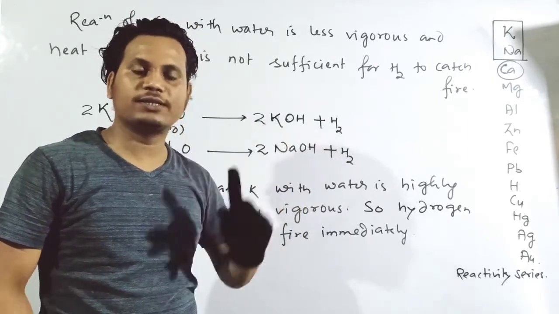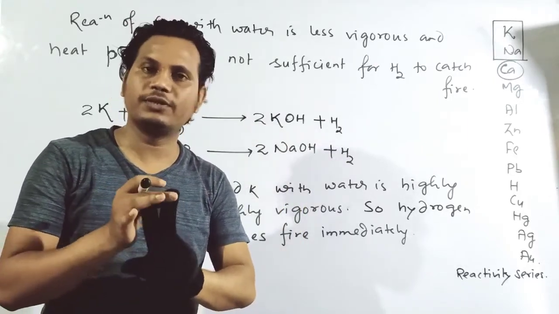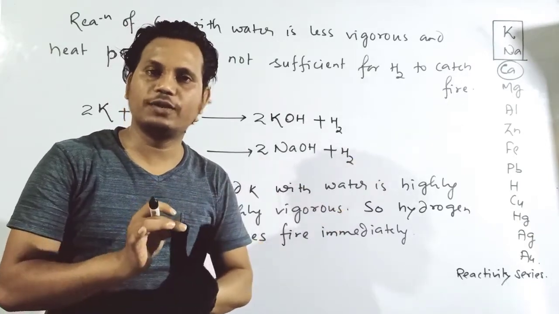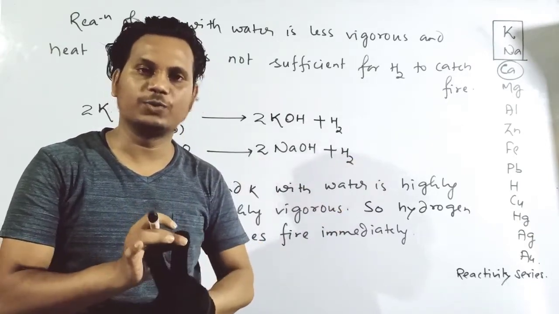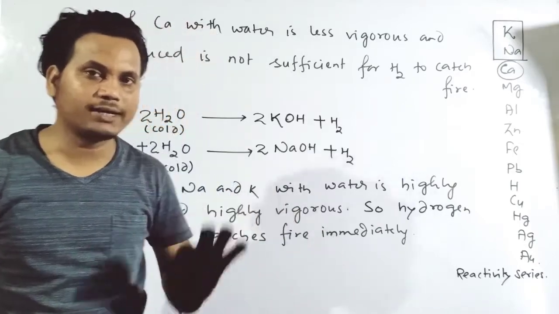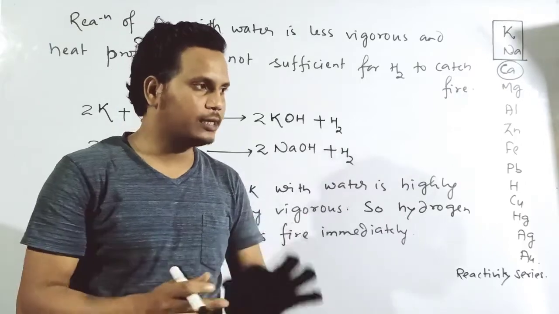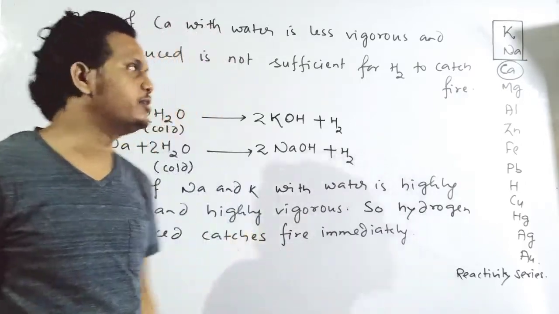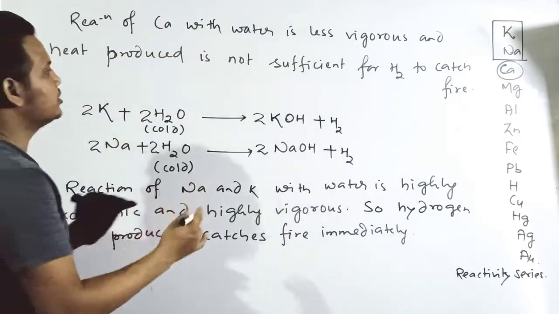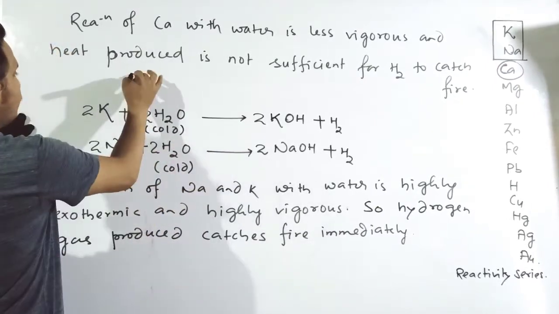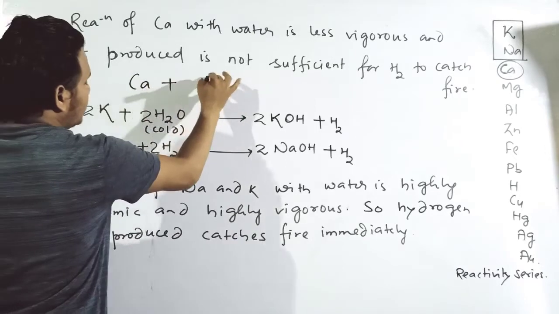So what will the first step be? Calcium plus water gives metal oxide and hydrogen, so calcium oxide and hydrogen. The second step is metal oxide plus water gives metal hydroxide. So calcium oxide plus water gives calcium hydroxide, because it is water soluble. So we will write the final statement: calcium plus water.